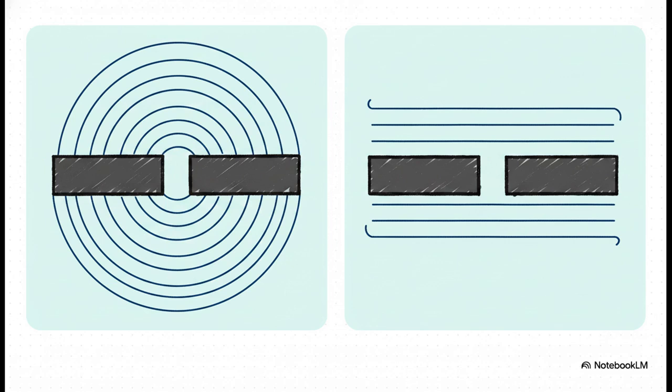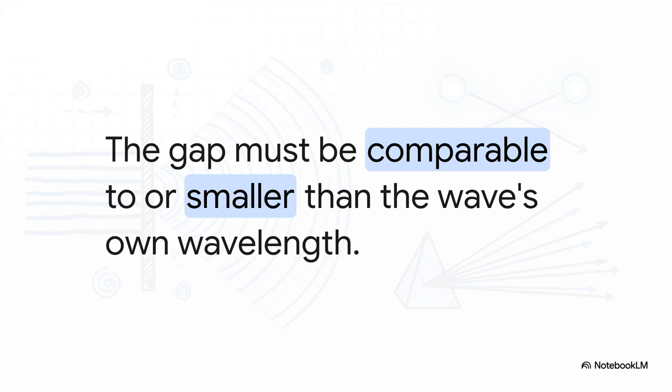On the flip side, if you're seeing minimal diffraction, where there's little to no spreading at all, it's because the gap size is way bigger than the wavelength. I really need you to internalize this absolute rule. To force a wave to diffract significantly, the gap must be comparable to, or even smaller than, the wave's own wavelength. If the gap is just massive compared to the wave, well, the wave just sails straight through without bending, like the walls aren't even there.